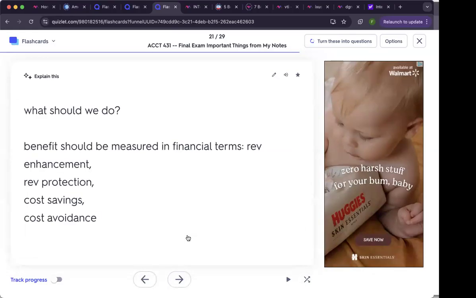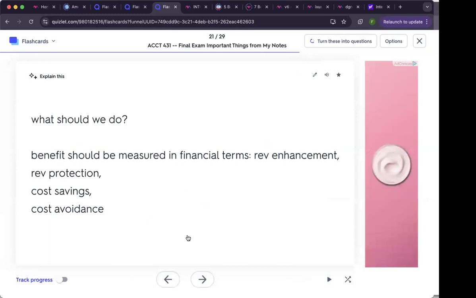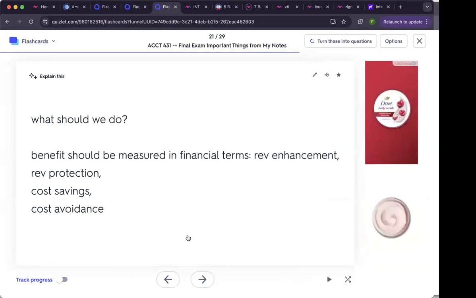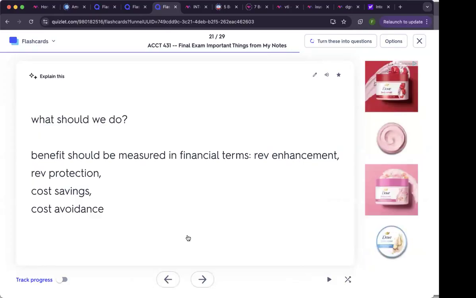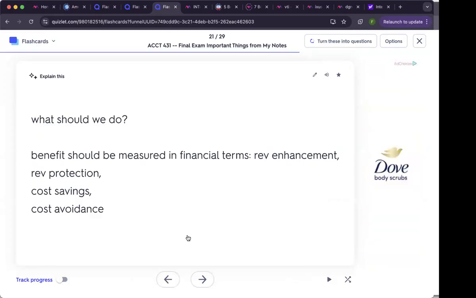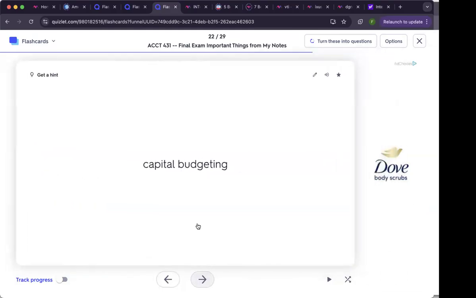Prescriptive analytics, that's again, what should we do? Benefits here should be measured in financial terms. There's four ways you can do that: revenue enhancement, revenue protection, cost savings, cost avoidance. I get a little bit more into those in the other video I'll do.